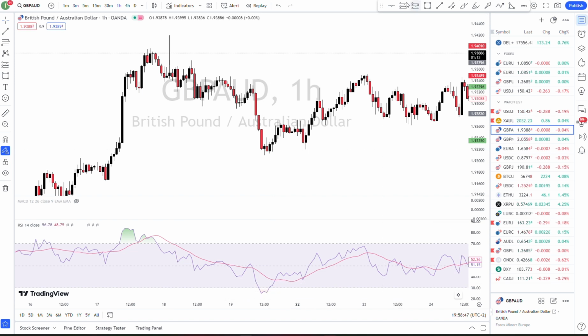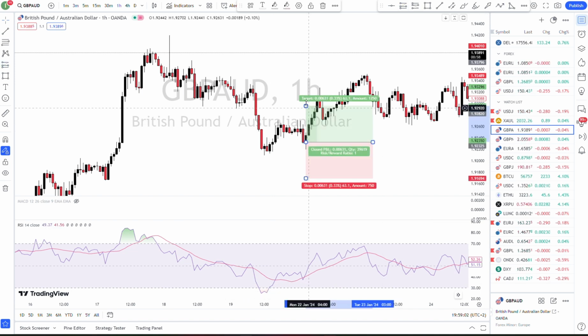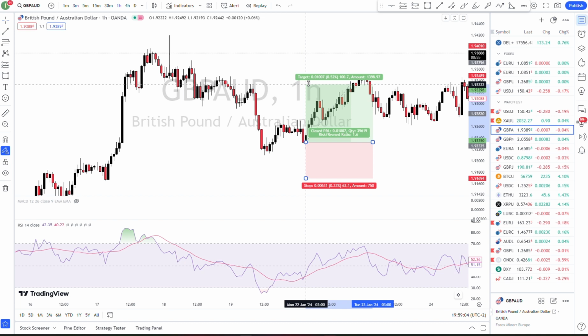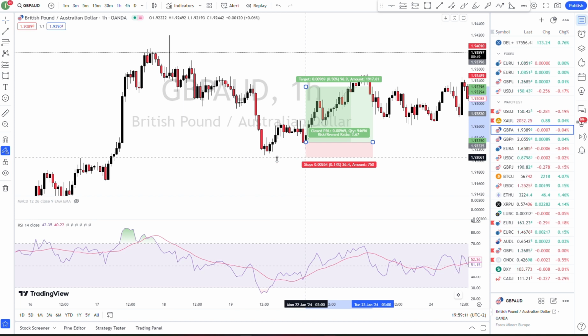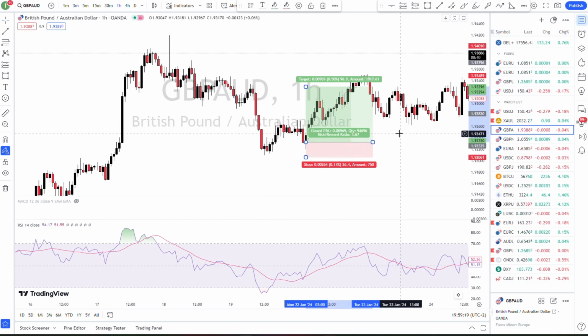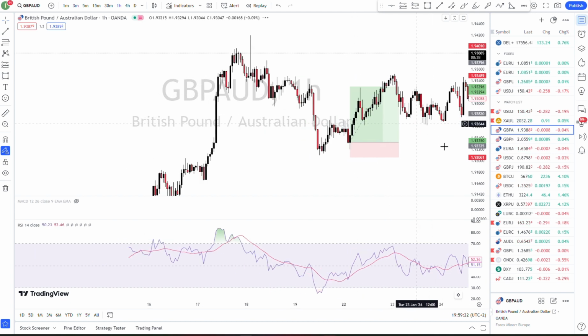And here is where it's oversold. After getting our confirmation, put your first TP at the previous high, and your stop loss can be where it is oversold. So it's here, and it gave us a 3.67 risk to reward, as you see.